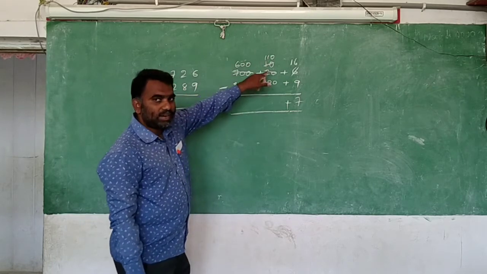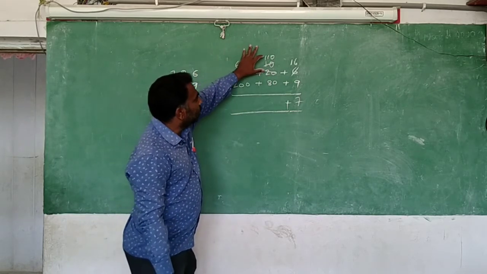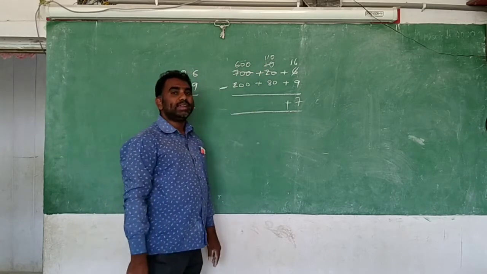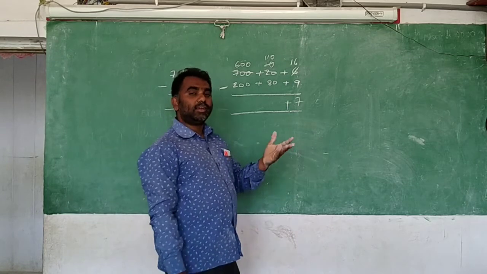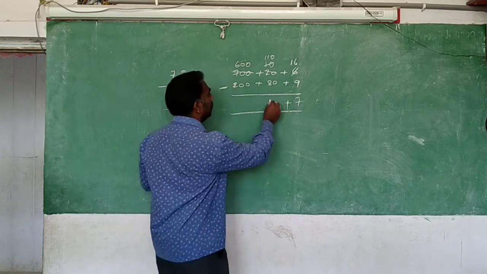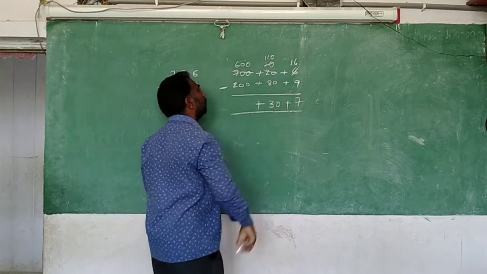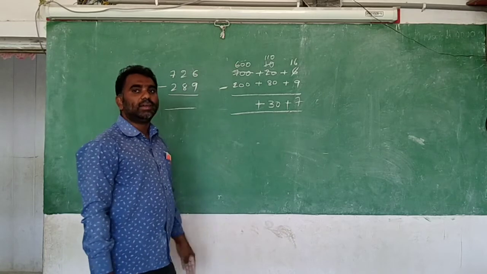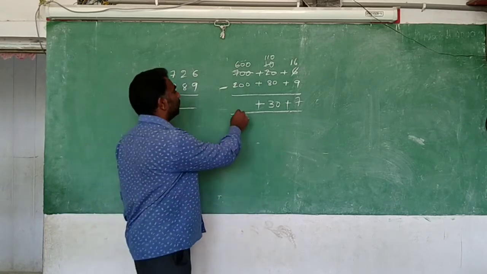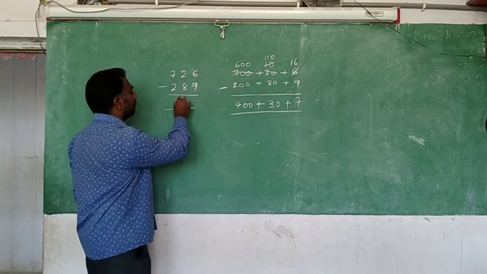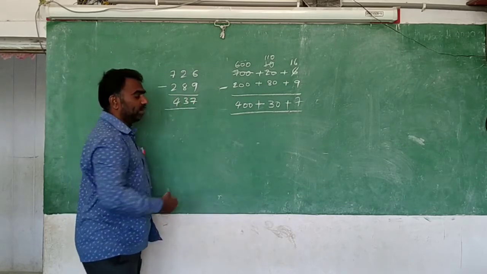Here 100 went away. That's why 600. Now you see 110 minus 80. You know that from 110, if you remove 80 you will get 30. Then how many are left here? 600 minus 200. 600 minus 200 will be 400. So finally the answer is 437.